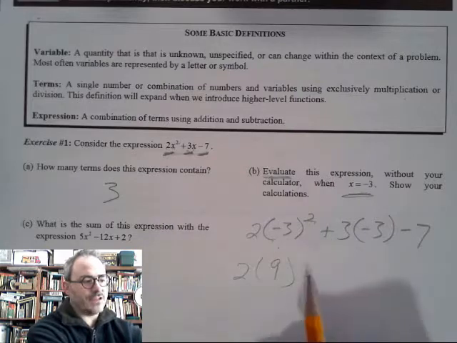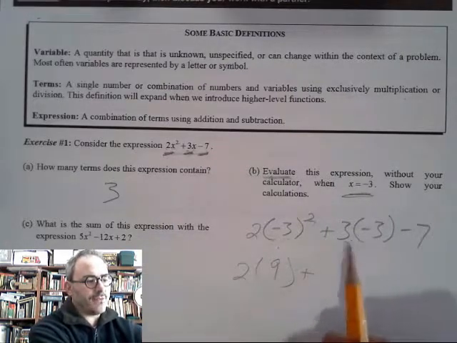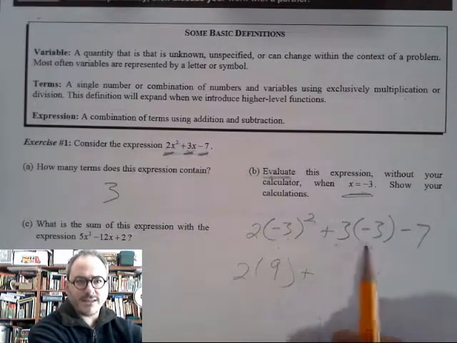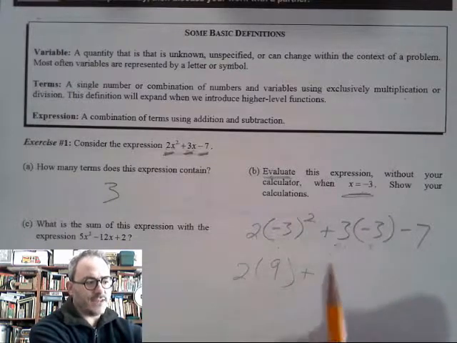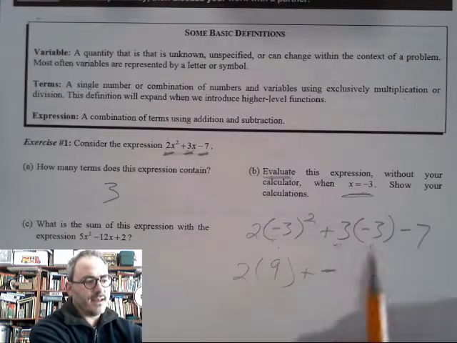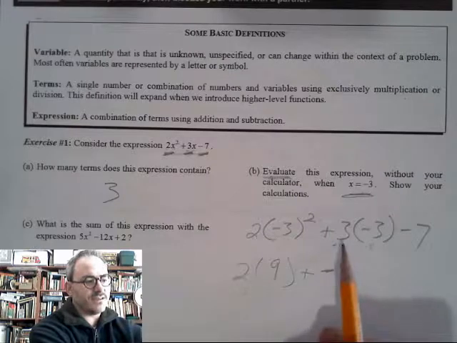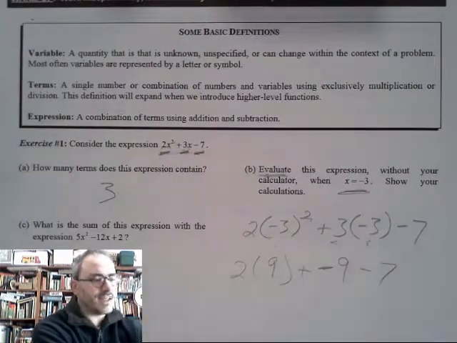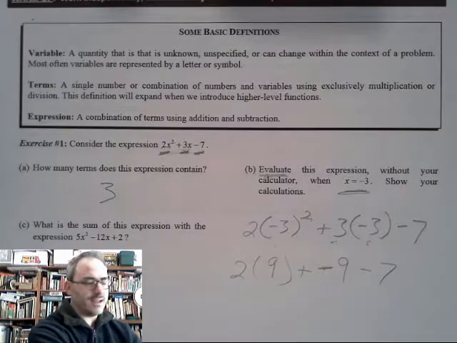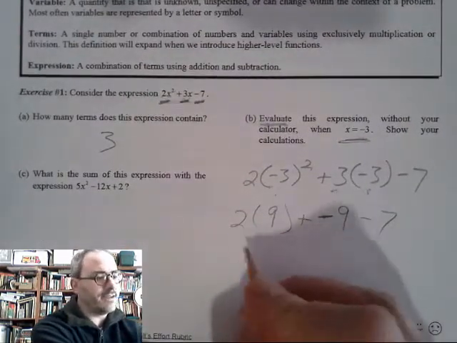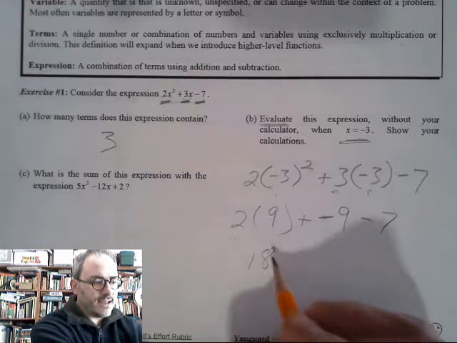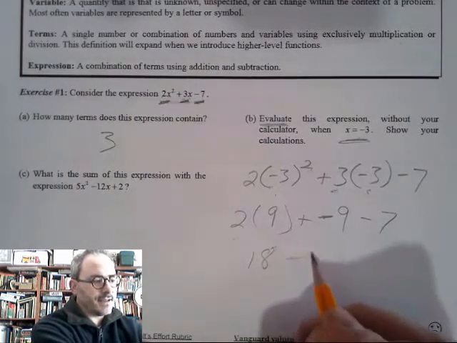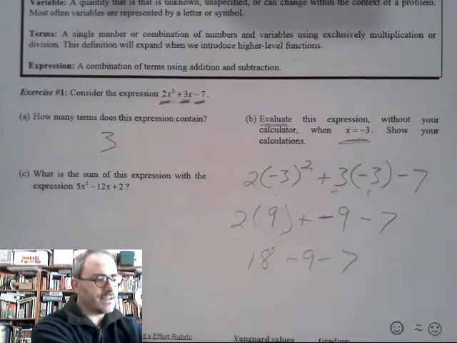I need to drop that 2 down. Negative 3 times 3 here. Well, I have a negative and a positive, so I have a negative number. And 3 times 3 is 9. So 3 times negative 3 is negative 9, minus 7. So I've simplified it down to this. Let me simplify it down one more line. 2 times 9 is 18, negative 9, negative 7.